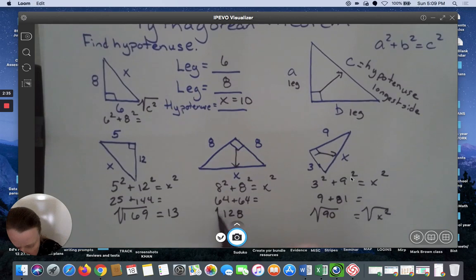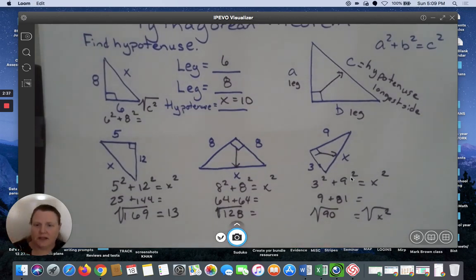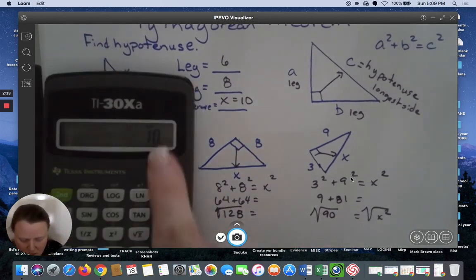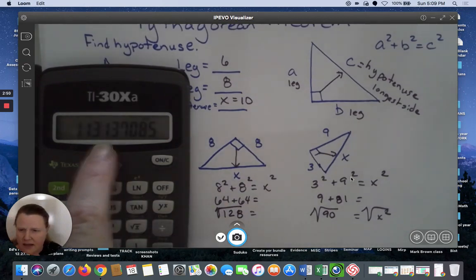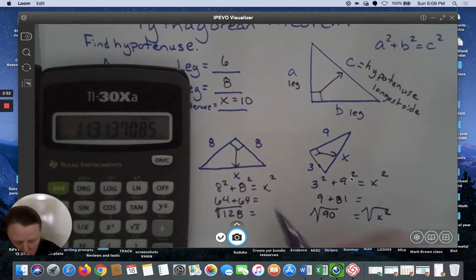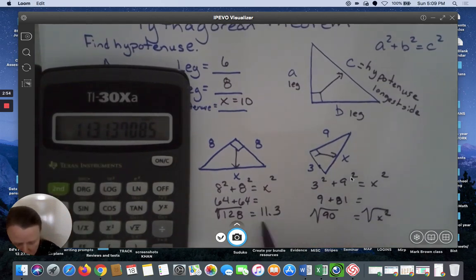The rest of them do not work out nicely, and so you need to pay attention to what the teacher asks you to do. In my case, I prefer you to take them out to either the tenths or the hundredths place. Most of the time, the tenths will be close enough, so you do 128 and the square root, and so again, that is 11.31, or 11.3 would be the answer.